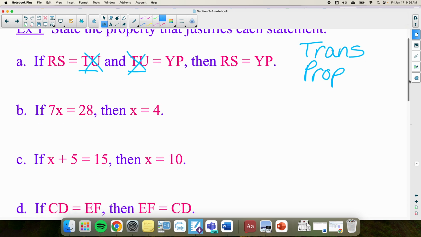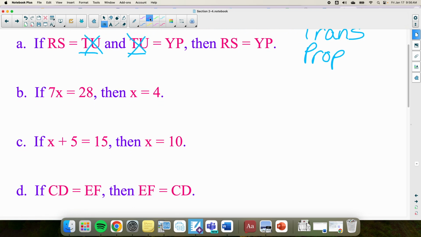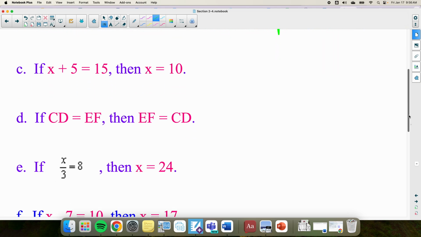Okay? Now if I go to B, let's look at that one. You start with the beginning and look at what they did to this to get this. They divided, right? Didn't they divide by 7 on both sides? So here I'd go div prop. You always start with the beginning one. Now if I look at this one, what did they do from here to here? Subtracted 5. So that is S-U-B-T-R prop.